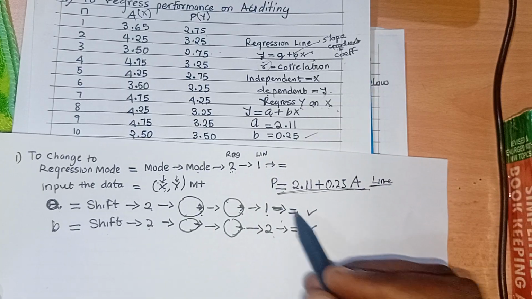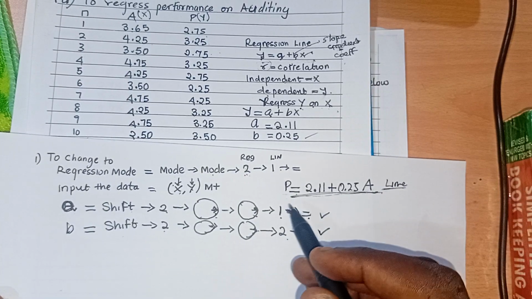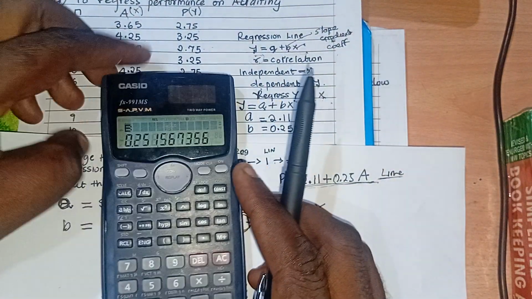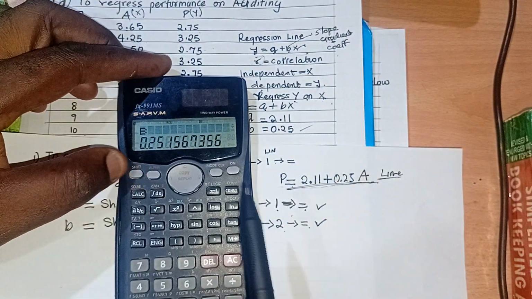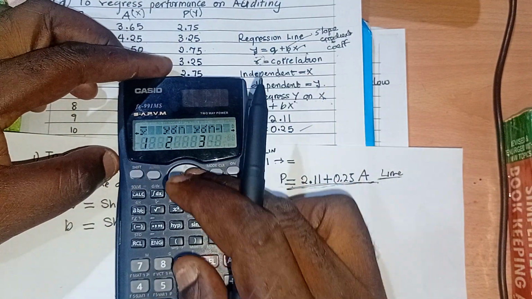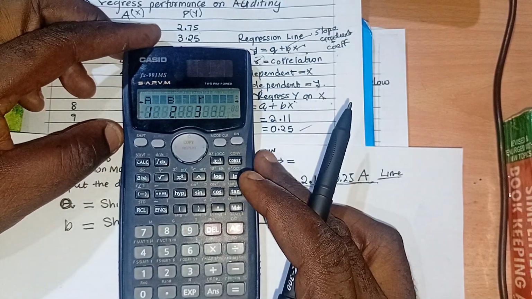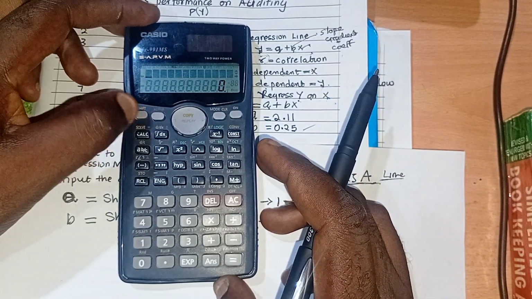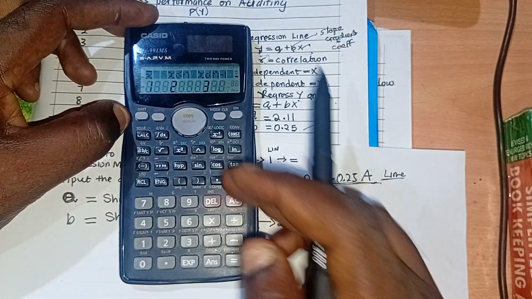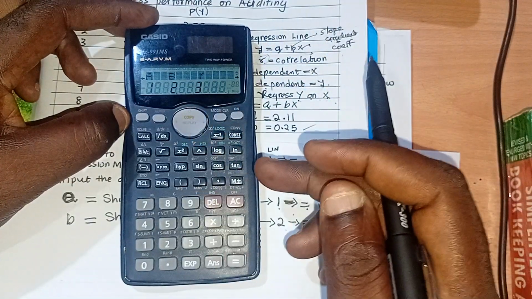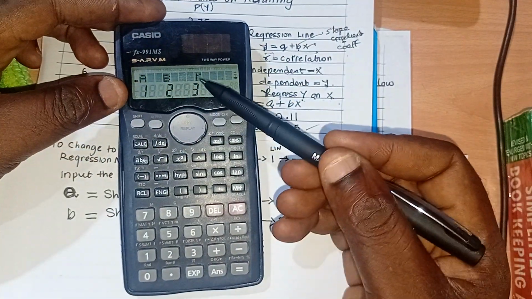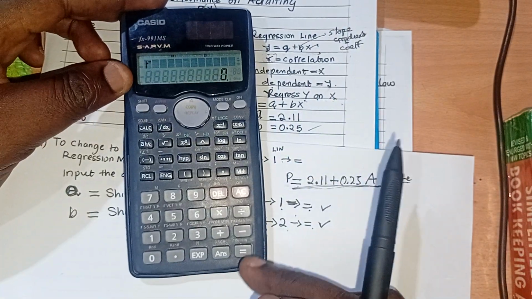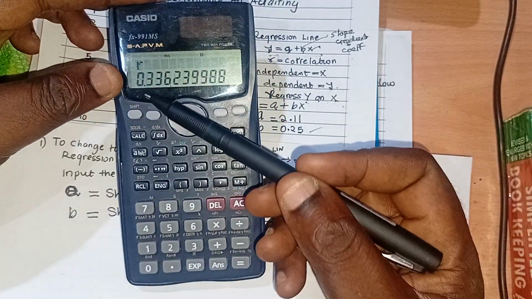Do you understand? So this is it, regression line. Then how do you calculate our correlation? To calculate our correlation, you still follow the same step. Shift 2, you press the arrow twice. Let me start all over again. You press shift 2, press this arrow twice, 1, 2. Then you will see 3. That's R. Then you press 3. And finally, you press equals to. So this is our correlation.